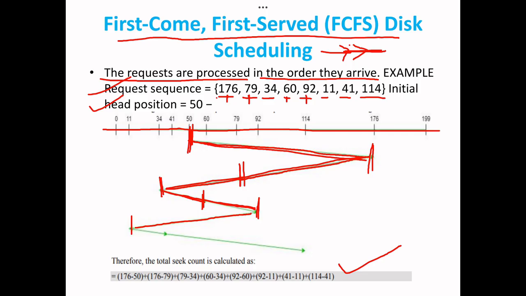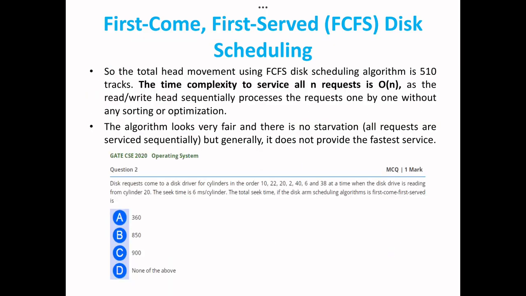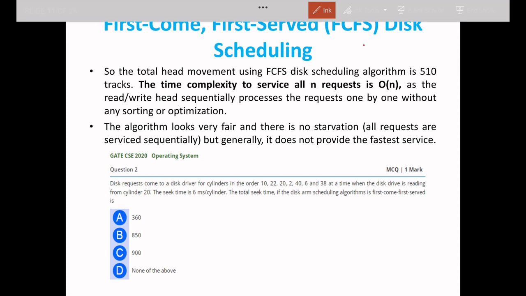So how many head movements are there? Now see here, the total number of head movements is 510 if you calculate. The time complexity is order of n, in whichever order the data is coming. You are executing each and every one, so the time complexity is order of n.